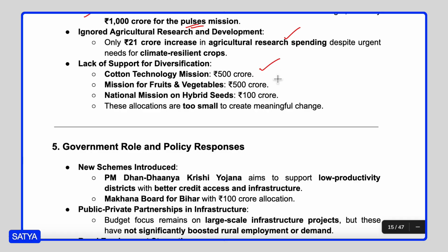And lack of support for diversification. For cotton technology, we have only 500 crores. For the fruits and vegetable mission, we have 500 crores. For the National Mission on Hybrid Seeds, we have 100 crores. So these allocations are too small to create meaningful change.